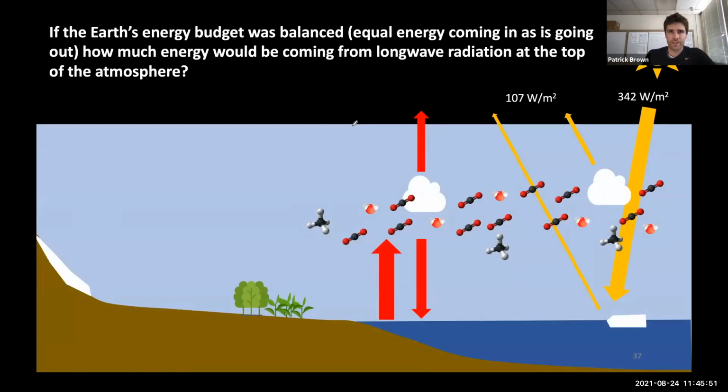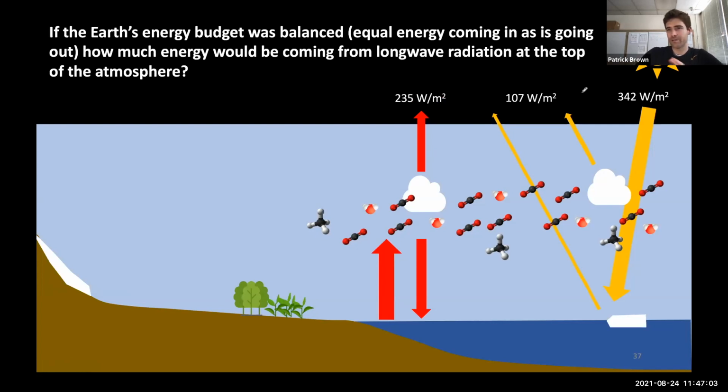If the Earth's energy budget was balanced, energy coming in is equal to energy going out, what would this number be? What is this number at the top of the diagram here? 342, and you subtract 107. So that's just saying, okay, if it's balanced, then the amount coming in equals the amount leaving.